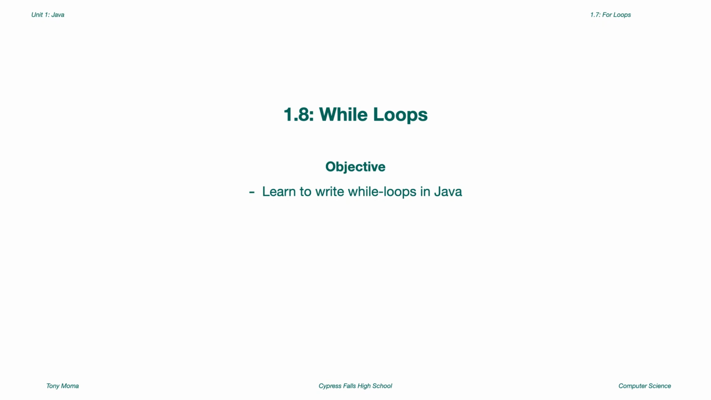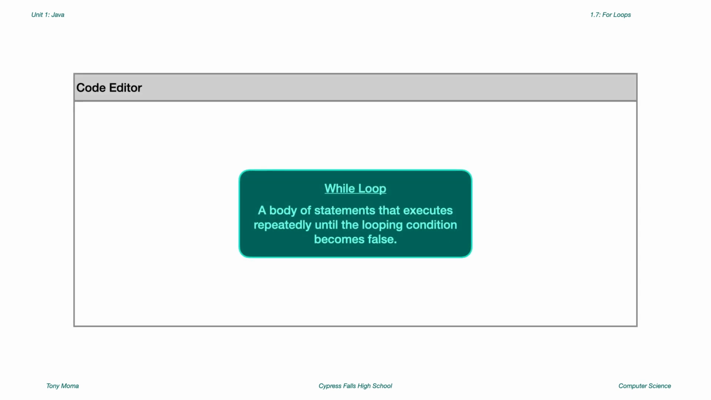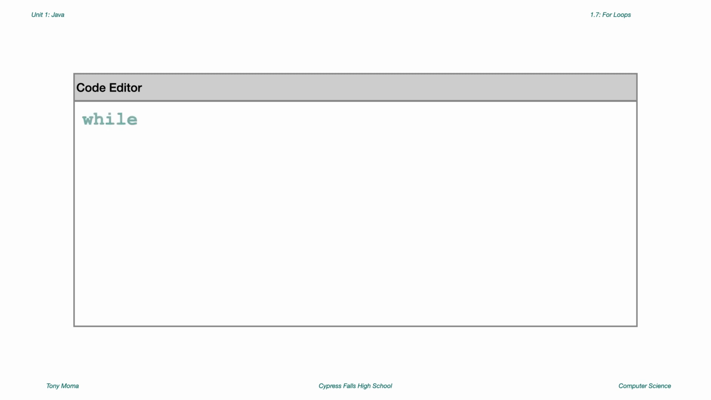While loops. In this video, we will learn to write while loops in Java. As discussed in the Python unit, a while loop is a body of statements that executes repeatedly until the looping condition becomes false. To write a while loop in Java, we start by first writing the keyword while.